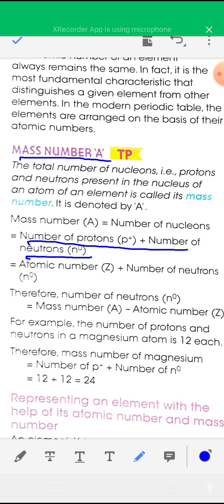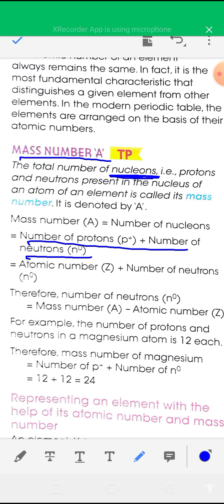So the total number of neutrons and protons together are known as nucleons. Nucleons means protons and neutrons. So the total number of nucleons, that is protons and neutrons, present in the nucleus of an atom of an element is called its mass number. So mass number is equal to the total number of protons plus the total number of neutrons.